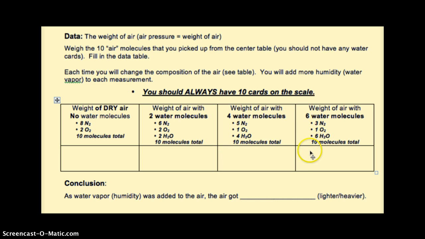And then for the final measurement, you're going to do 6 water molecules. 3 nitrogen, 1 oxygen, 6 water molecules. So you still have 10 total, but now 6 are water. And again, weigh them. When you're finished, return all the cards to the center table and complete this statement. As water vapor humidity was added, the air got, did you notice it got lighter or heavier? Okay? Now I'd like you to go back to the classroom and continue the video when you get there.